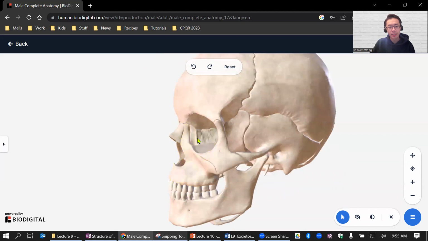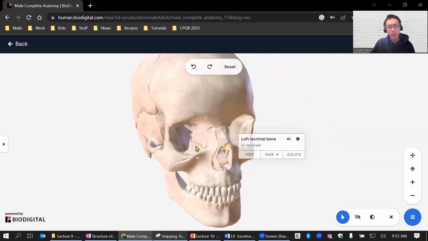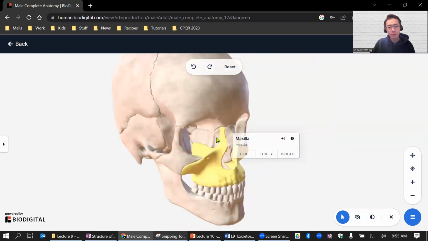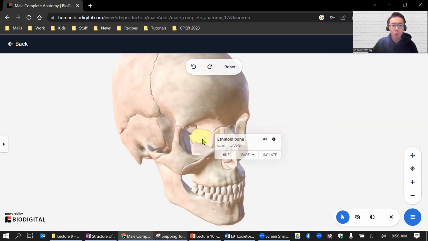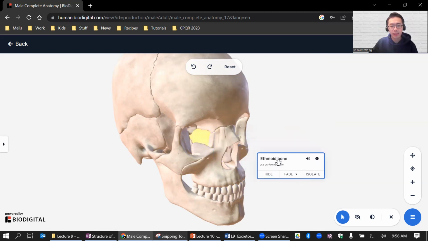The middle is a little bit more complicated. There are a couple of bones here. There is the lacrimal bone. You have two of them, one on each side. The lacrimal bone is right behind the maxilla, and not only does it form the medial side of your eye socket, but it also contains the tear duct. Inside the lacrimal bone, there's a tear duct that runs down. And behind the lacrimal bone, we have one ethmoid bone. Ethmoid bone.